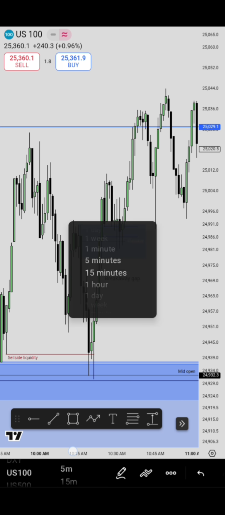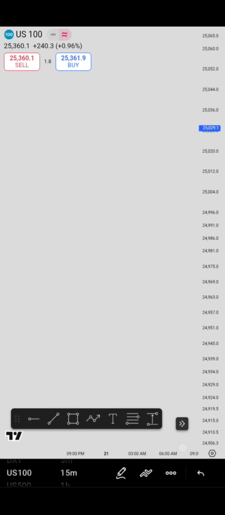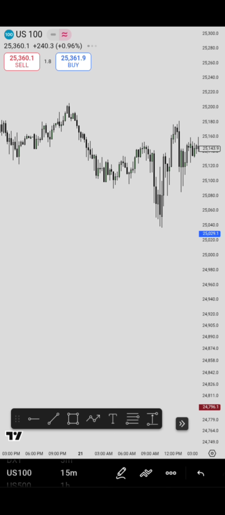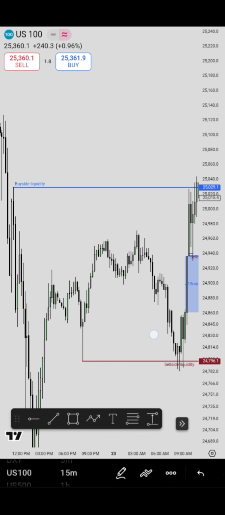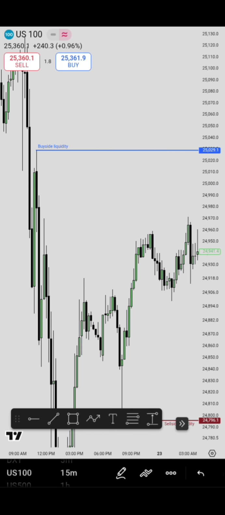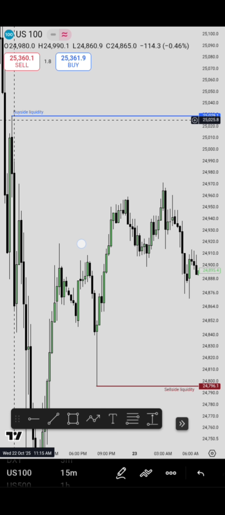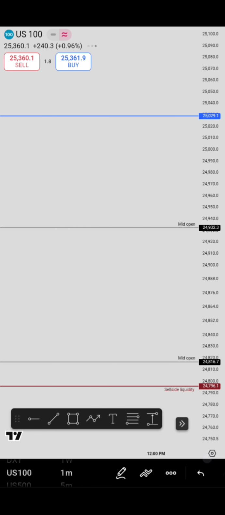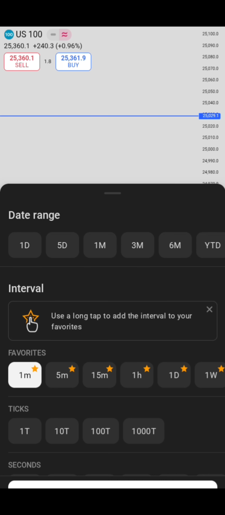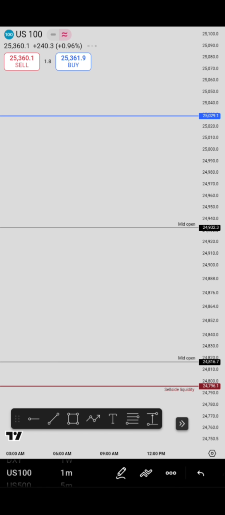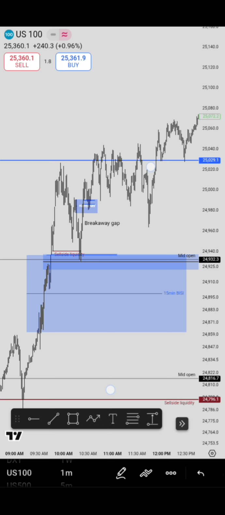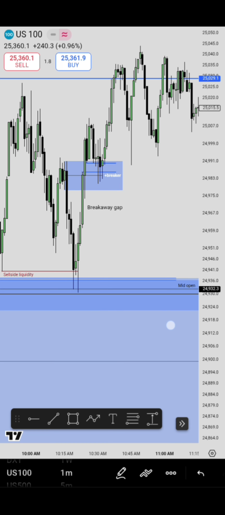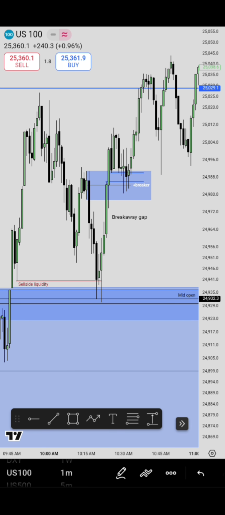I'll show you what I was looking at. 15 minutes time frame. So the buy side is anchored here on this very high. So that was the basis, or the grounds, of my trade on Thursday. I didn't take any on Friday, but yeah, I hope this was insightful.